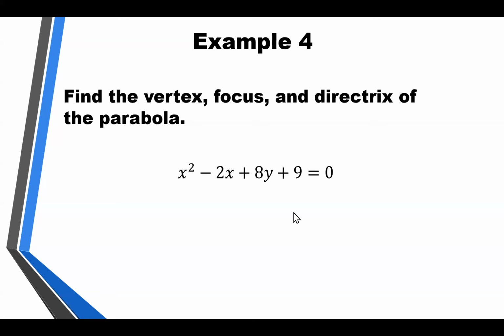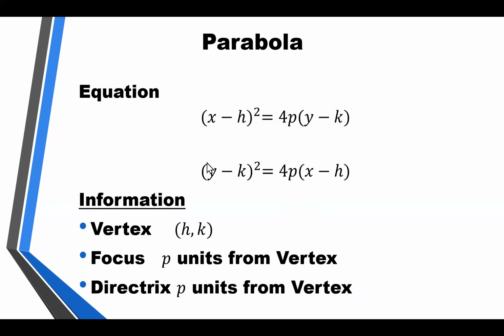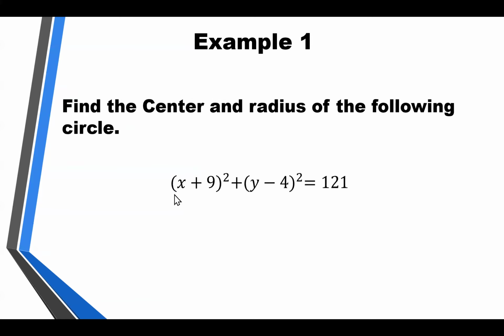In examples 3 and 4, we had to do a completing of the square to get my parabola into one of these two forms. Obviously, if my parabola was already in one of those two forms, the problem would take a lot less work. And that's the same thing as before. We saw that with the circle that was already in this form.